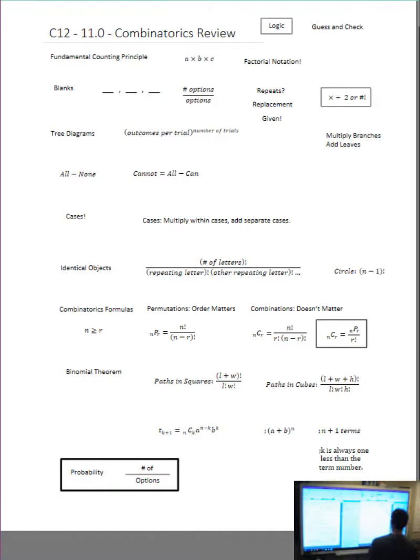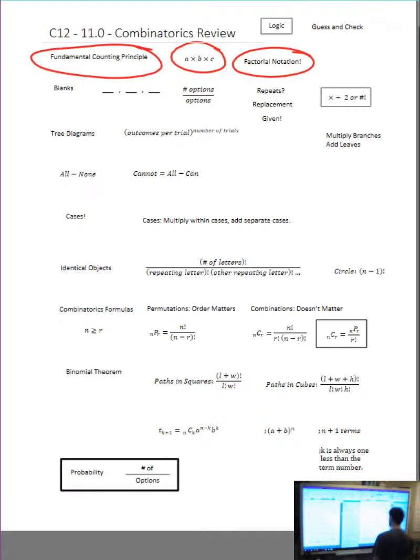Okay, we've got the combinatorics review. So we started off with the fundamental counting principle. If we have A objects of one type, B objects of another, and C objects of another, we simply multiply the different number of options we have to figure out the total number of options. We can be using factorial notation with the exclamation mark.